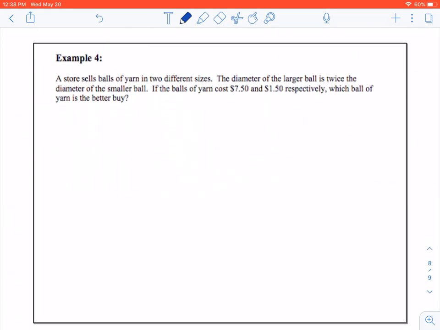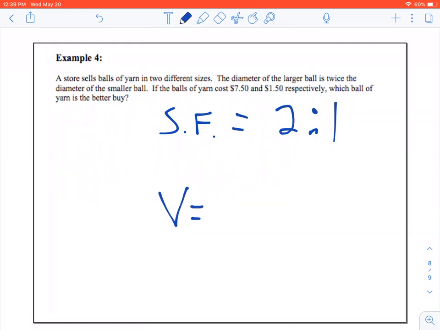Alright, last example here. Example 4. It says a store sells balls of yarn in 2 different sizes. The diameter of the larger ball is twice the diameter of the smaller ball. So first thing we know right away is our scale factor. The larger ball is twice the diameter of the smaller ball, so my scale factor is 2 to 1. It says the balls of yarn cost $7.50 and $1.50 respectively. Well, yarn is rolled up into a ball, so it is volume that is your $7.50 to $1.50.